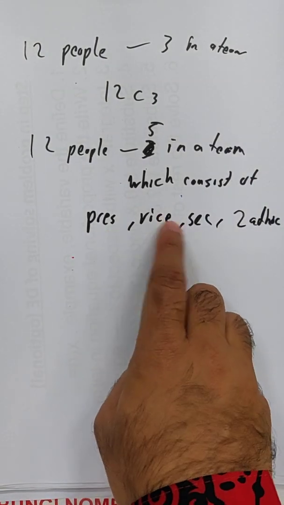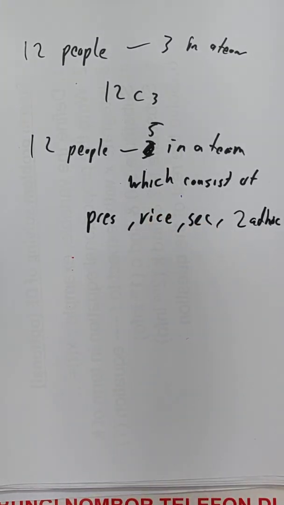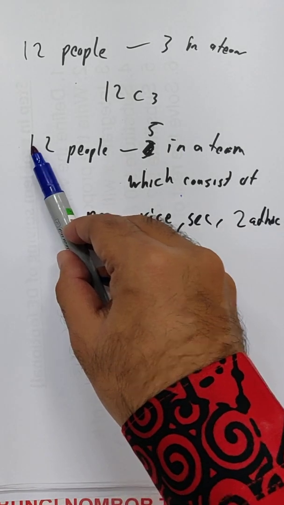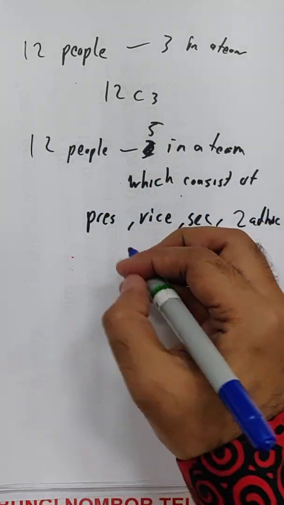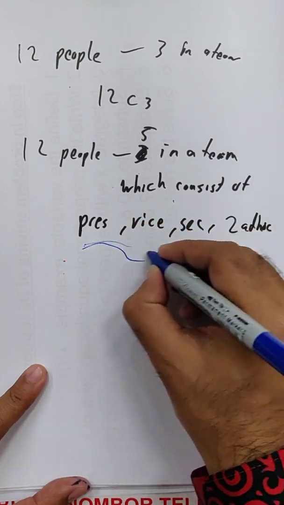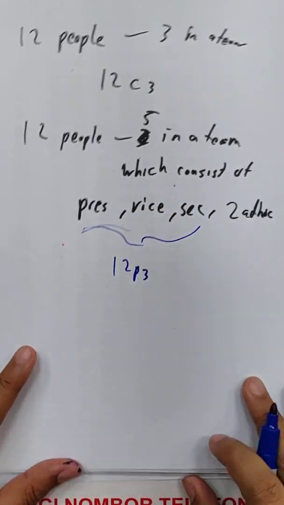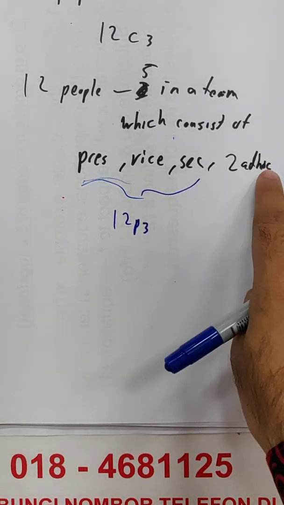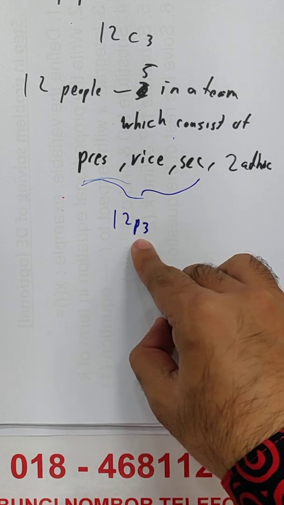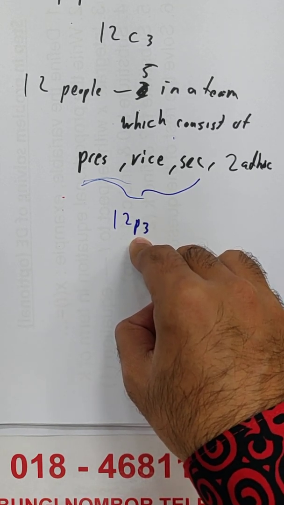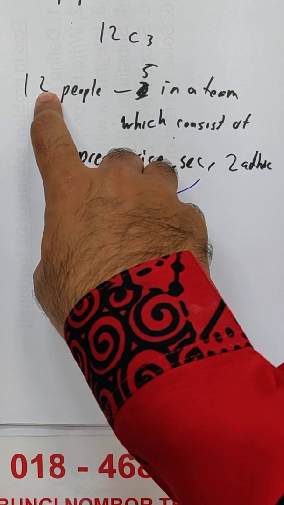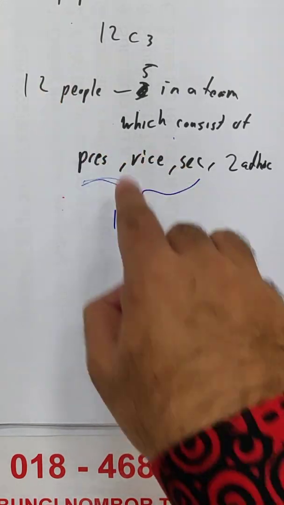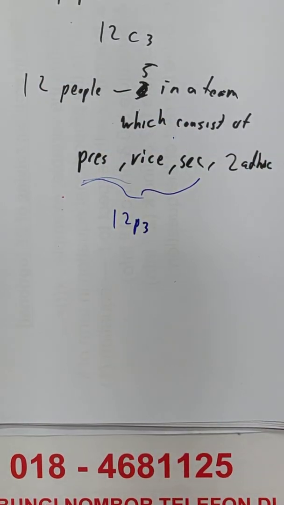Okay, how do we calculate for president, vice, and secretary? We've got 12 people and I want 3 for this, right? So for these 3, I can say it's 12P3. Why do we use P here? Position matters. But for the ad hoc, since I've chosen 3 people, how many people do I have left? I've chosen 3 from these 12, so I've got 9 people left.